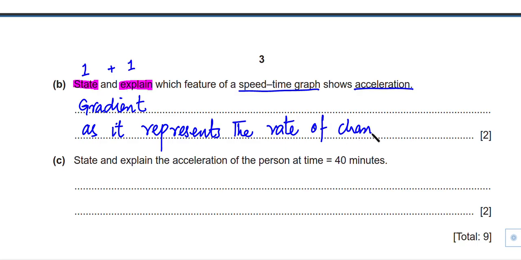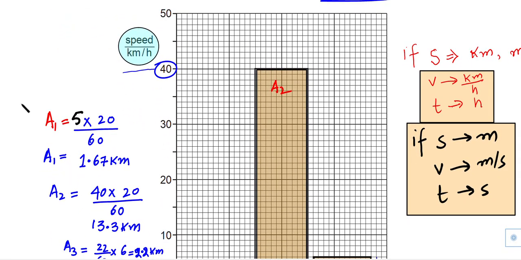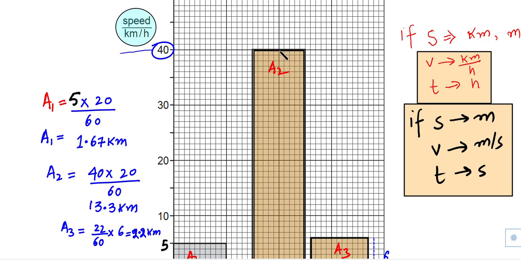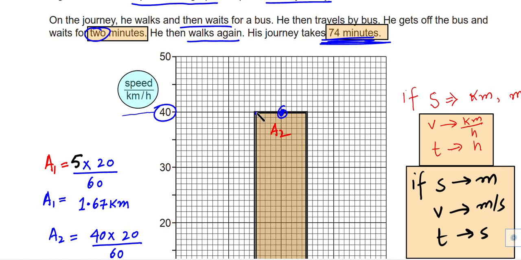Rate of change of velocity or speed, you can say. Is it clear? Then state and explain the acceleration of the person at time t equals 40 minutes. At the time of 40 minutes, what was the acceleration of the person? Let's see the graph. Where is the 40 minutes? Yes, here, at this point. So at this point, the person is having constant speed throughout from this point to this point.